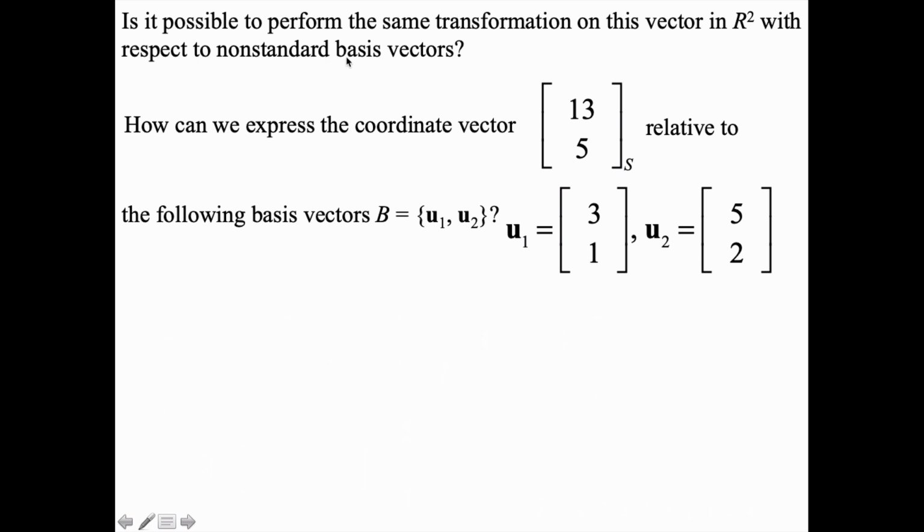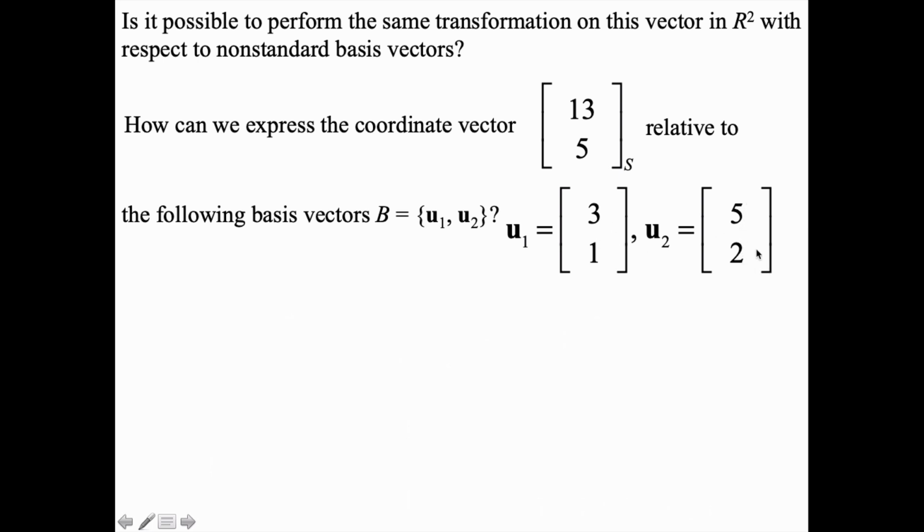Is it possible to perform the same transformation on this vector in R2 with respect to a non-standard set of basis vectors? So let's take an example. First of all, how can we express this coordinate vector (13, 5) relative to the standard basis? (13, 5) means 13i, 5j, or 13e1, 5e2. But how can we express that relative to a different set of basis vectors? Here are two basis vectors, (3, 1) and (5, 2).